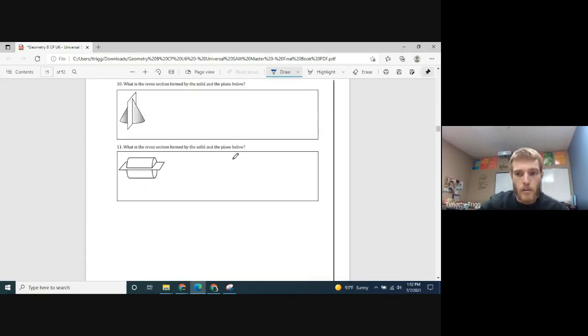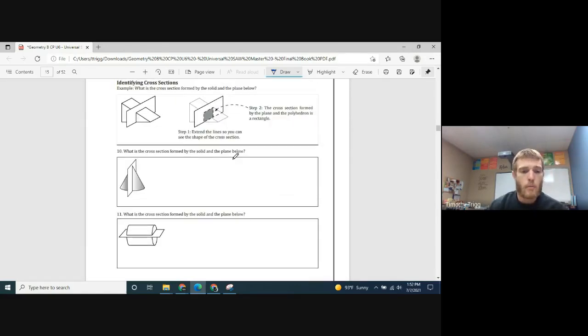Now let's go on to page 13. So here we want to look at what is the cross section that this cut makes. So in this case, if you use this flat plane to cut this cone and you cut it just like that, what shape would you see if you looked at the cut? Well, in this case, that would be a triangle. Okay, so in this case, the cross section makes a triangle. All right, hopefully you can see why that's the case.